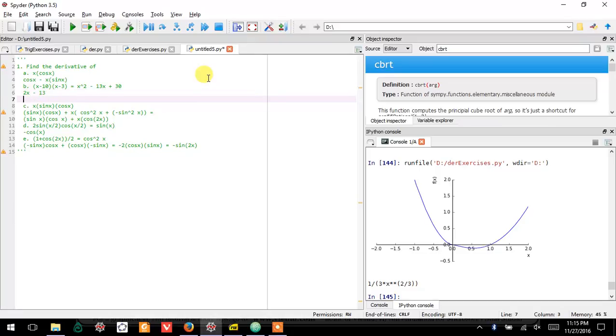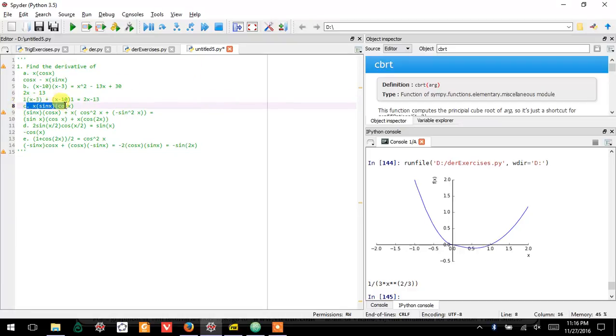So if I did this by the product rule, I'd take the derivative of the first one, which is just equal to 1, times the second one, leaving it alone, plus leave the first one alone, times the derivative of the second one, and then if I combine these, I get 2x minus 13. So same answer either way, kind of neat. Okay.